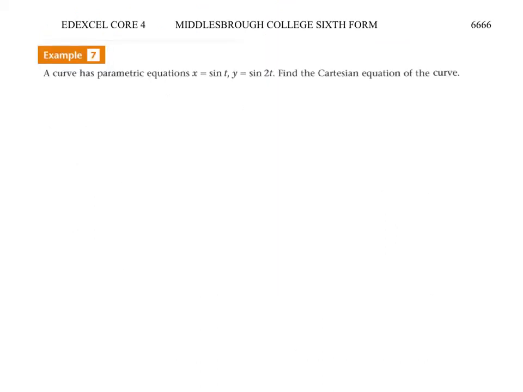Right, turning to page 9, we're looking at example 7 now. And this is going to be using our C3 trig, and what I'm hoping that you would have spotted is that we've got an x equals sine t and a y equals sine 2t. So that should say to you straight away the double angle formula. So find the Cartesian equation. So again we want to eliminate t.